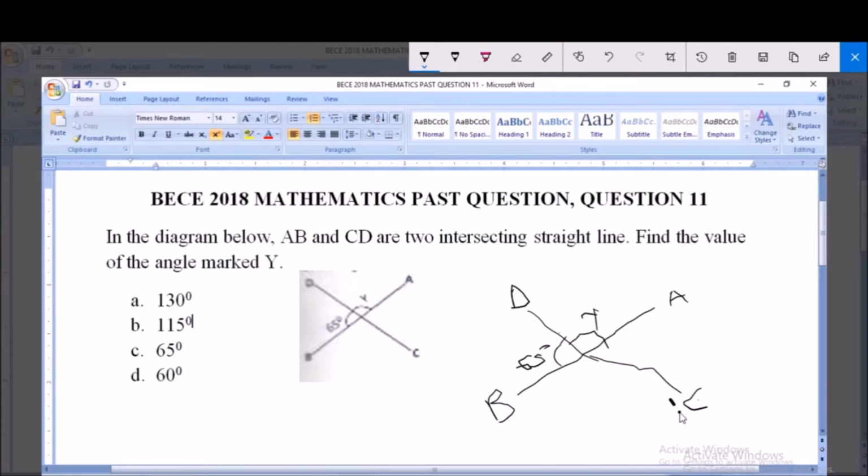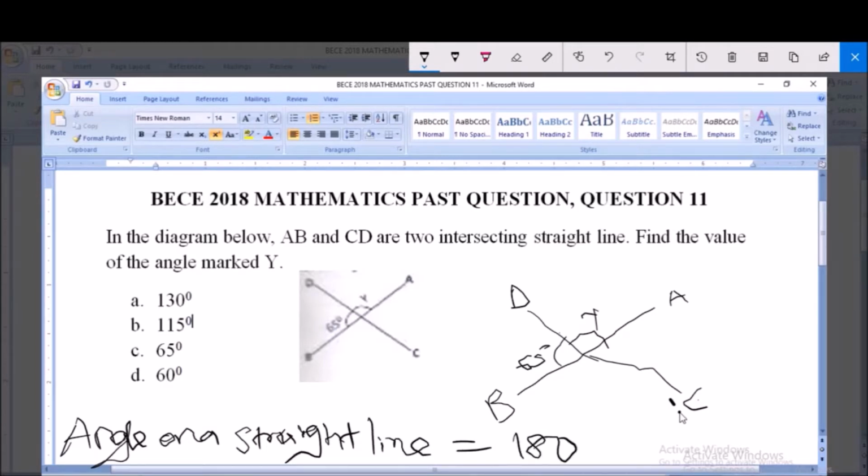Now let's look at this critically. This line AB is a straight line, and like we know, angle on a straight line is equal to what? Is equal to 180 degrees. Now if you look at it, line AB is a typical example of a straight line, like the question told us. Now we have two angles on this straight line. Therefore, when you sum these two angles together, it must give you what? 180 degrees.